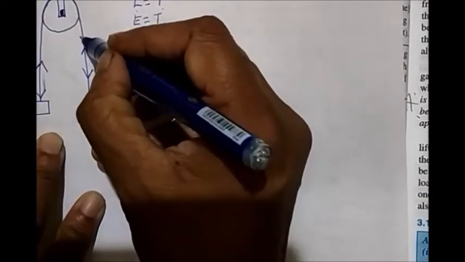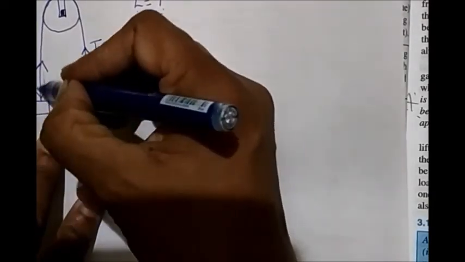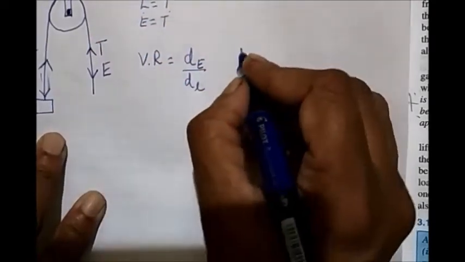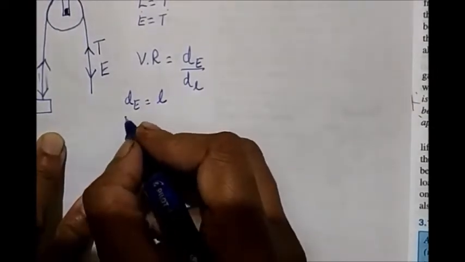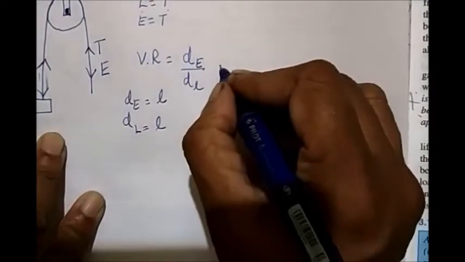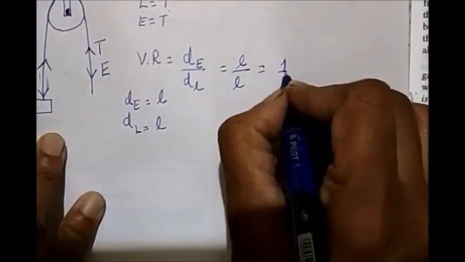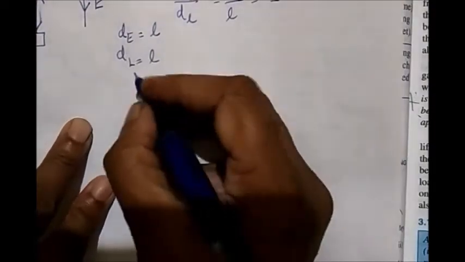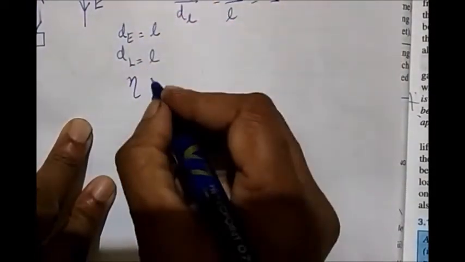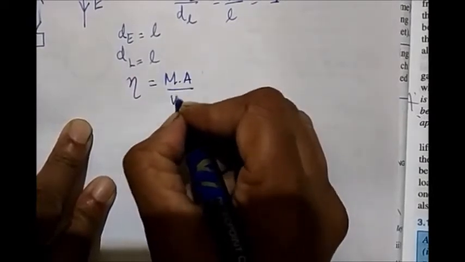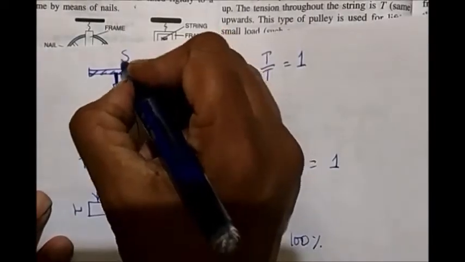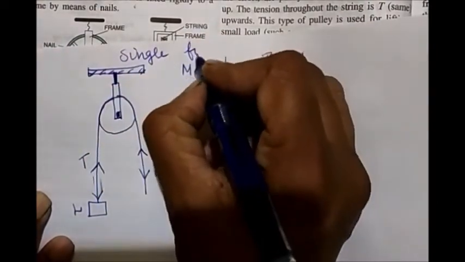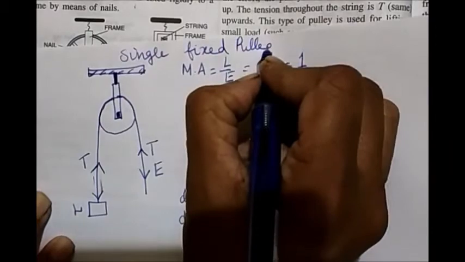Now this is a known thing. If I pull this rope down by 1 meter, the load is going to be lifted by 1 meter. Generally, if distance travelled by effort is L, then distance travelled by load will also be equal to L. So L by L, that is also equal to 1. Then we usually go MA, VR and efficiency. Efficiency is MA upon velocity ratio. So 1 upon 1, that is 100%. So this is single fixed pulley.